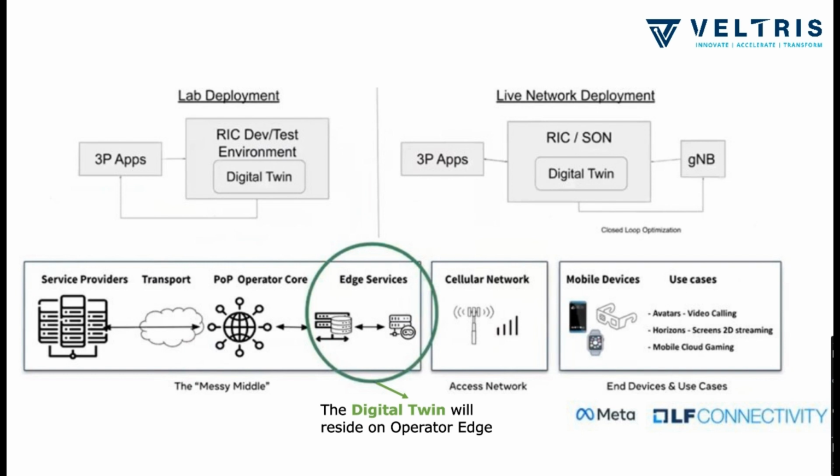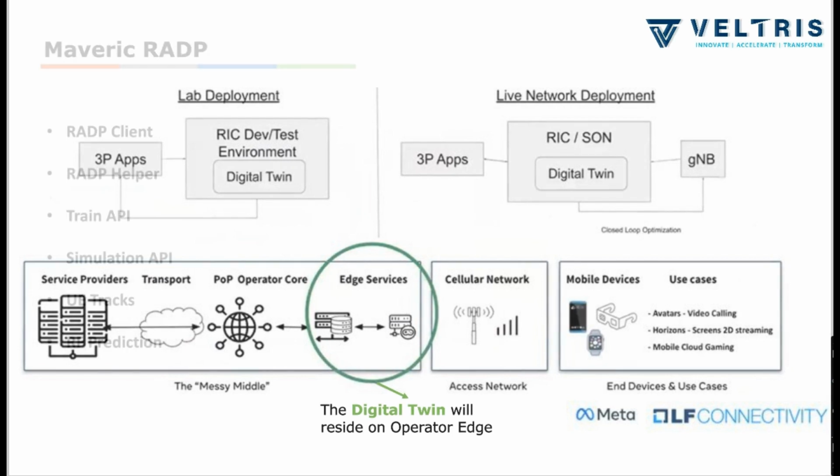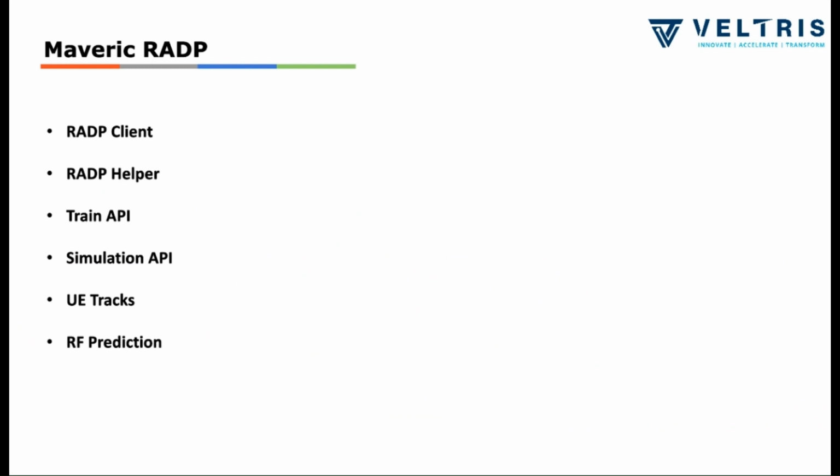The initial use case that we went through in the previous slide focuses on a lab deployment scenario or a developmental environment scenario. At some point, the digital twin has to be or could be realized as a kernel rApp on the RIC itself to provide live optimization. As of now, this is not implemented, and this is envisioned as a future use case. And so let us continue with the Maveric RADP important components.